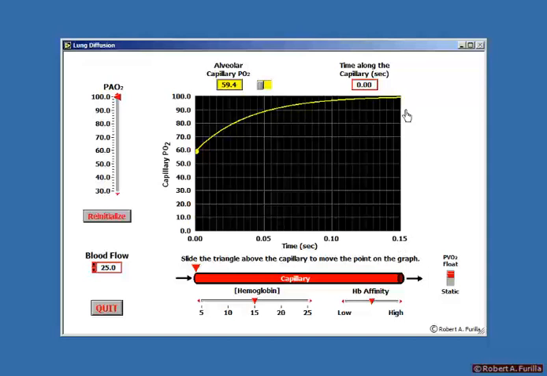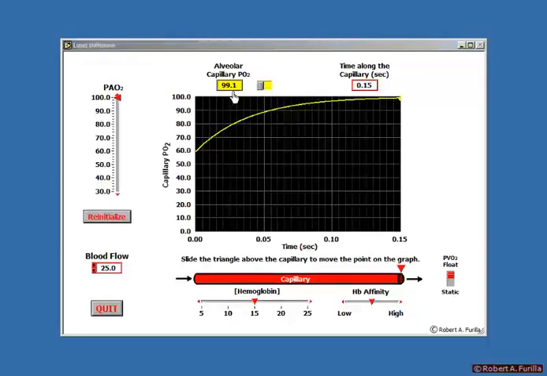It takes 0.25 seconds to reach equilibrium under normal sea level atmospheric conditions, so we really didn't reach equilibrium here, and we can move this triangle along till we reach the end. The PO2 is 99 millimeters of mercury, but not 100 millimeters of mercury.